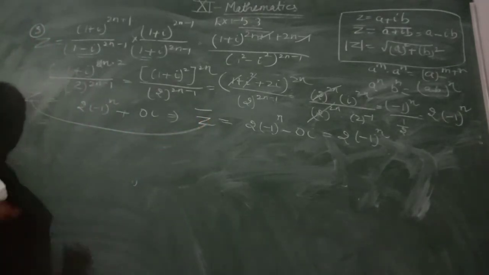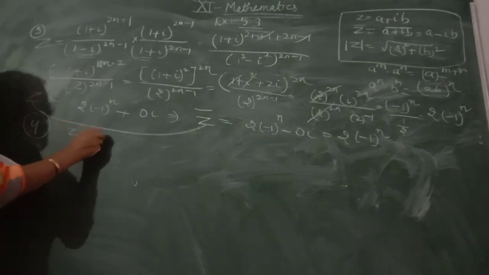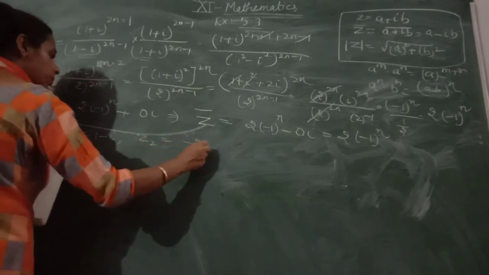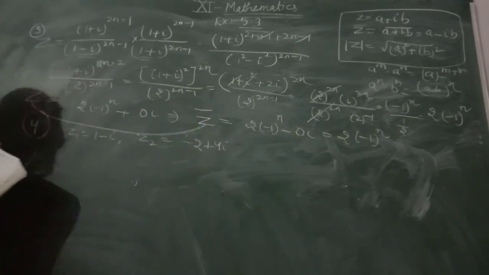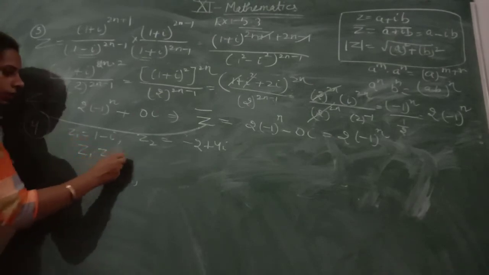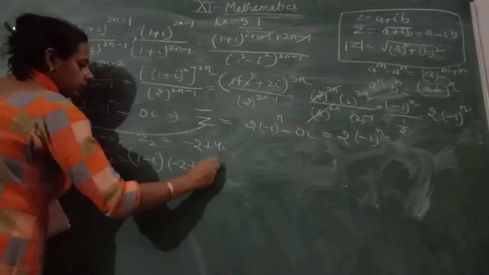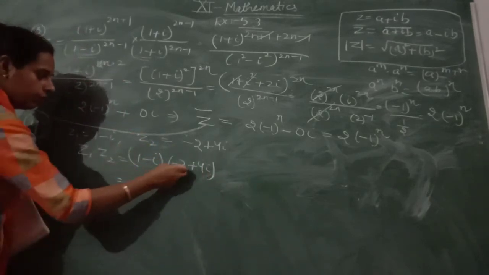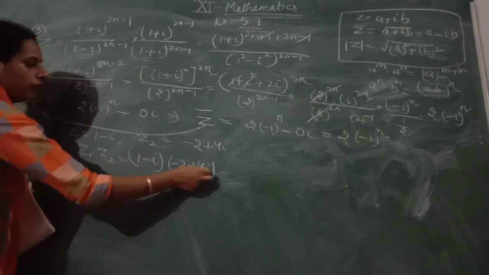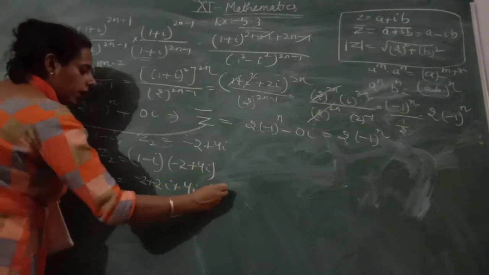Come to question number 4. What is question number 4? Z1 is equal to 1 - i and Z2 is equal to -2 + 4i. In the question you have to multiply Z1 and Z2: (1 - i) and (-2 + 4i). Multiply it. Firstly multiply with -2, you will have -2 + 2i, and multiply with 4i, you will have +4i - 4i^2.